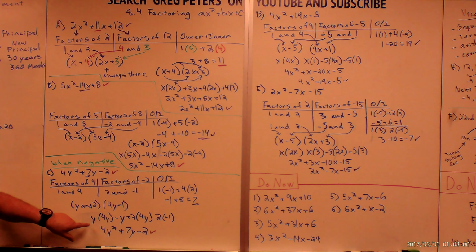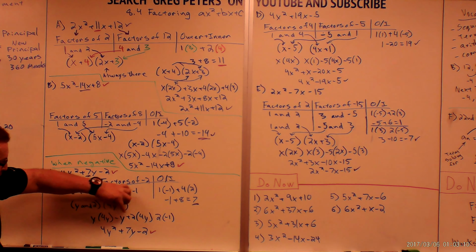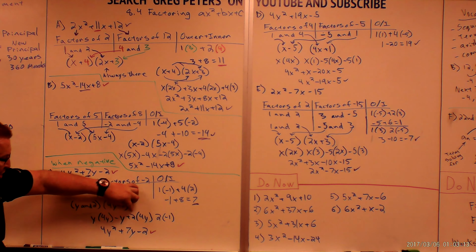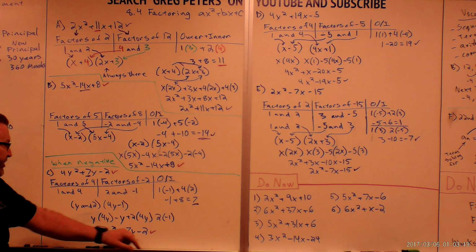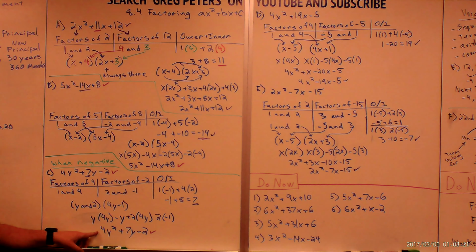Okay, so 4 and y, there's 2 y's there, 4y². Negative y, there's 8y, 2 times 4. We've got to do the multiplication first. So that becomes 7y, and then 2 times negative 1, negative 2. This all checks out, we have it in the right order.